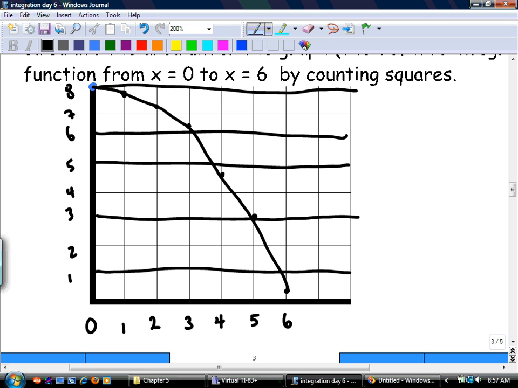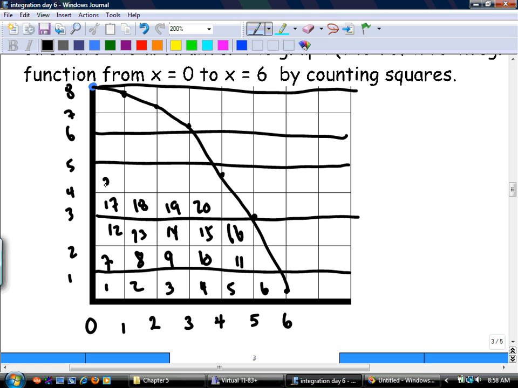Okay, now count squares. One, two, three, four, five, six-ish, 7, 8, 9, 10, 11, 12, 13, 14, 15, 16, 17, 18, 19, 20, 21, 22, 23, 24, 25, 26, 27, 28. Well, that one might be 29. These two together might be 30. Those, 31. Those might make 32. And then maybe 33 squares-ish.